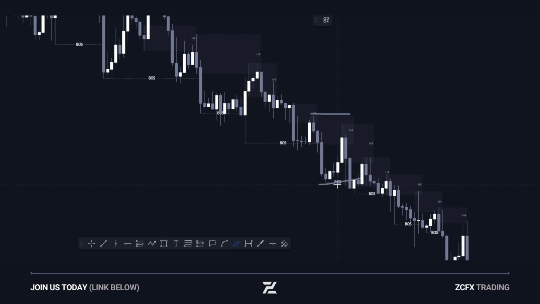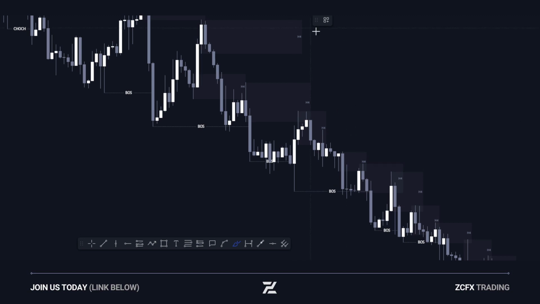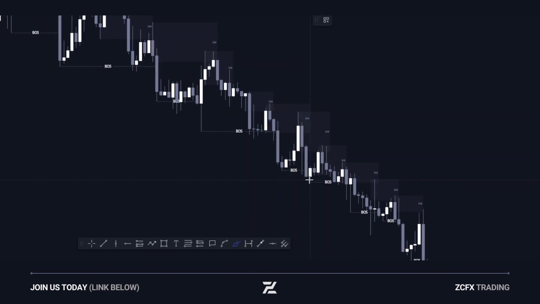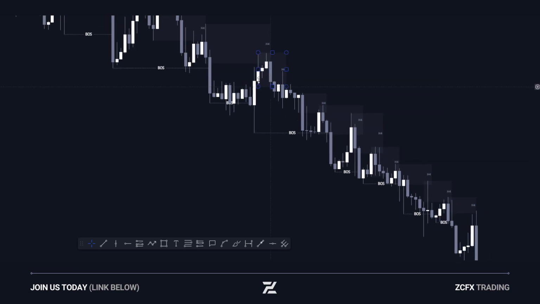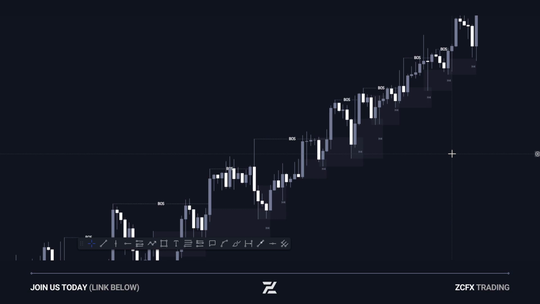We come back up, we break structure here, we come back up, mitigate this supply, and just continue the process. You get the idea, right? Just a bunch of supply zones everywhere, but it's all within the same region. That's exactly what a supply chain is, and obviously if you were to flip that, that's exactly what a demand chain is, and you see them quite all the time.